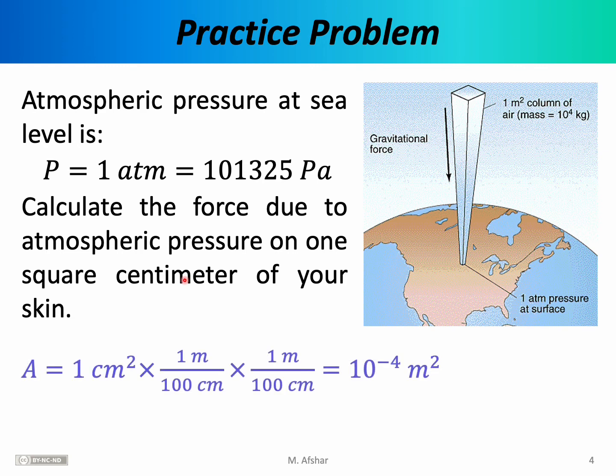Now, the centimeter is not an SI unit, so we should probably first convert to meters. I'm using the factor label method here. I recommend using this method. You'll be performing many conversions as we study pressure and thermodynamics. And this is a nice way to perform the conversion. We find that the area of 1 square centimeter is equal to 10 to the minus 4 square meters.